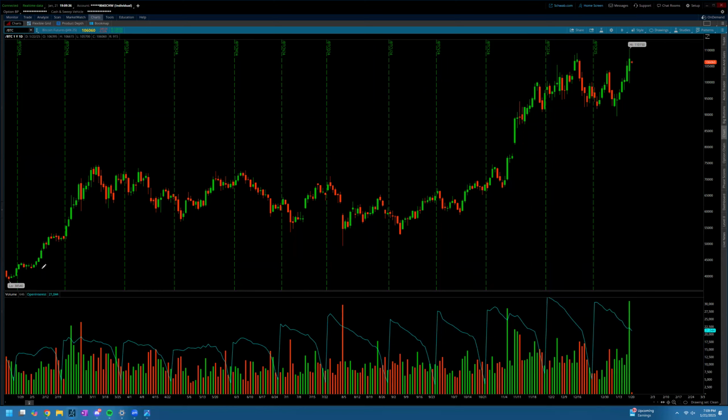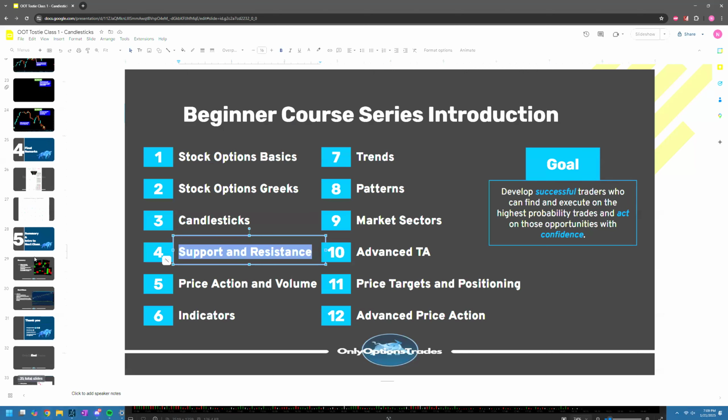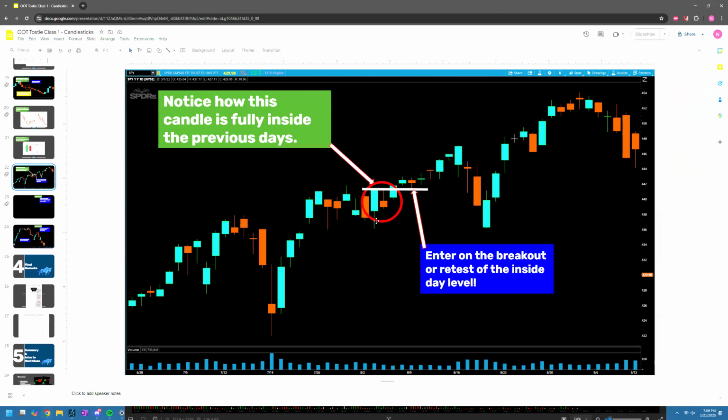Could I re-explain the break and retest after the inside candle? Yeah, I know I kind of blew through that. Let's just go right to that slide. Probably be the best way to go about it.